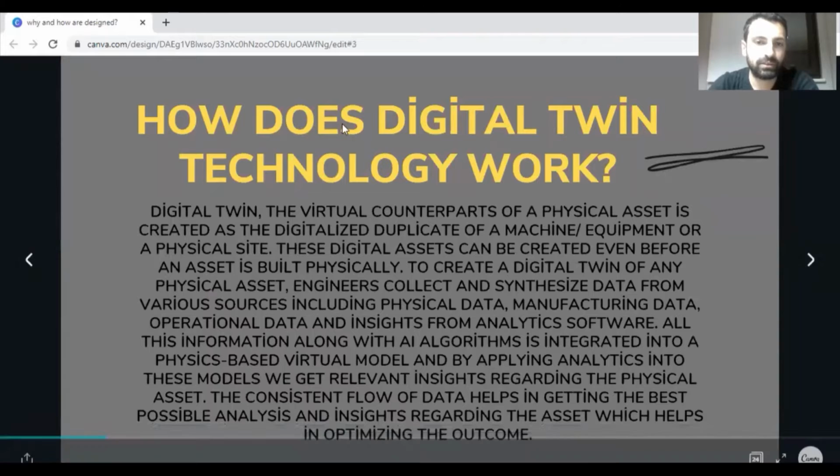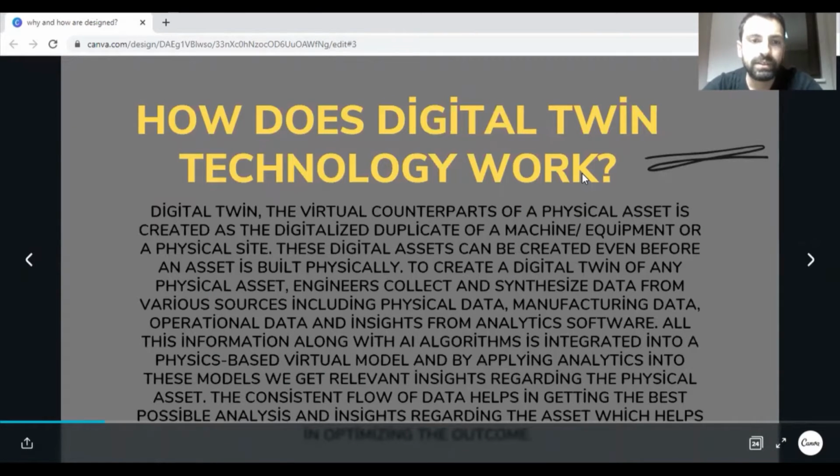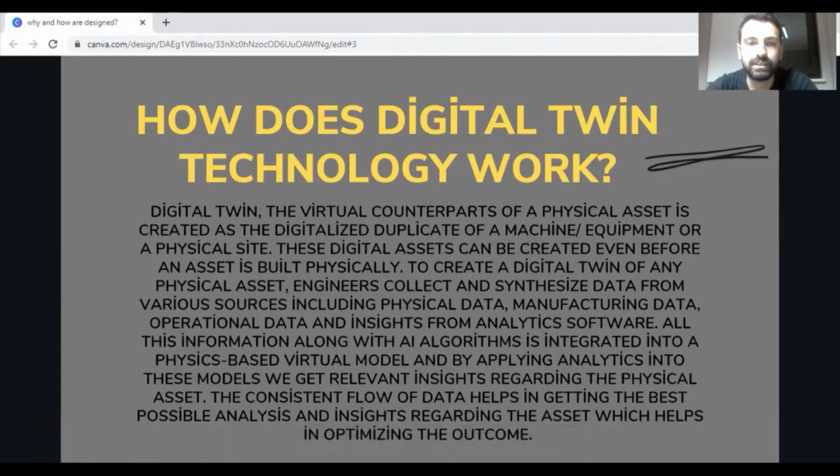How does digital twin technology work? A digital twin, the virtual counterpart of a physical asset, is created as the digitalized duplicate of a machine or a physical site. These digital assets can be created even before an asset is built physically. To create a digital twin of any physical asset, engineers collect and synthesize data from various sources, including physical data, manufacturing data, operational data, and insights from analytics software.